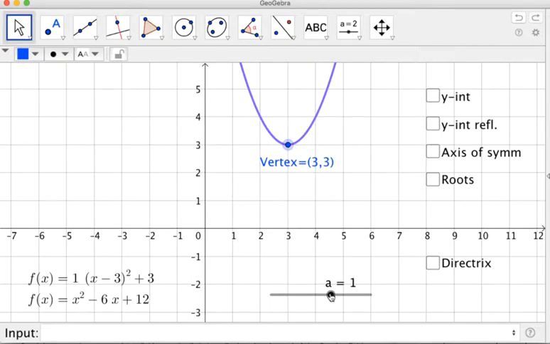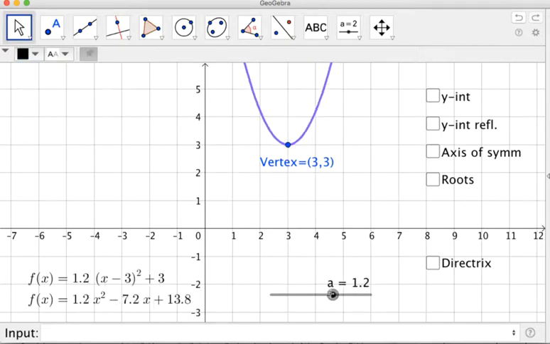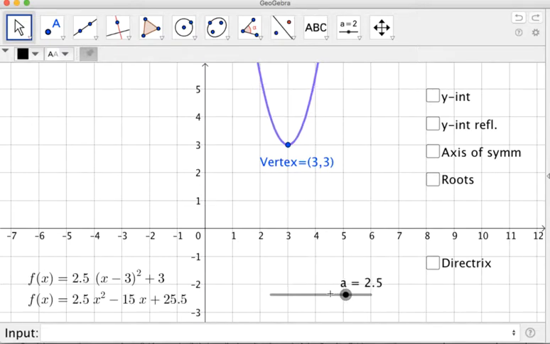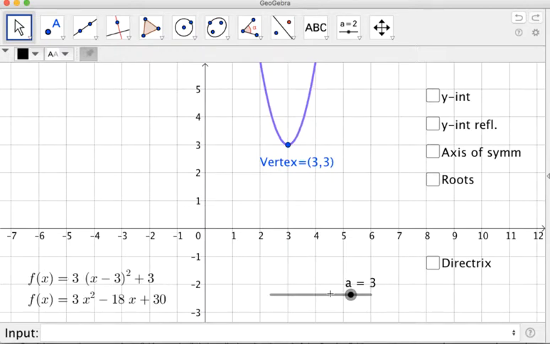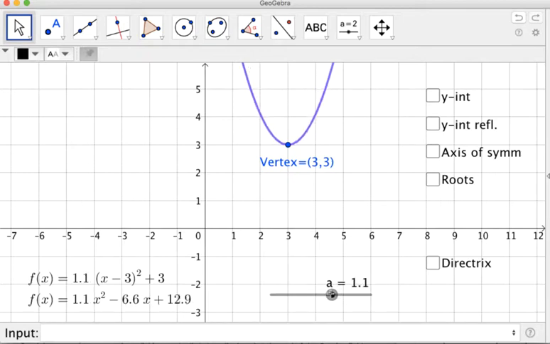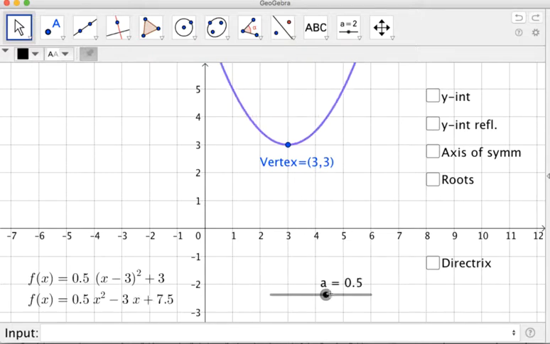Well, if we now decide we want to change the value of a, notice that what's happening is that our vertex is not changing position at all, but the shape of the parabola is changing. As a increases, what we're doing is we are stretching our parabola vertically, which means that it appears to grow narrower. And as we get below 1, we would be compressing vertically, which makes it appear to be wider.